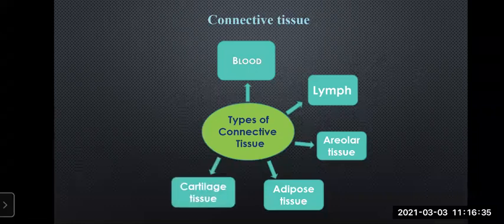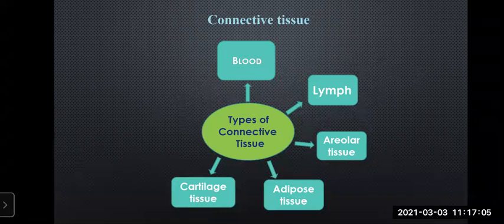Then the next is cartilage. Cartilage is also known as soft bone. This is made up of fibers and chondrocytes. It consists of specialized cells that are known as chondrocytes. There are empty lacunae in which the chondrocytes are present, which are embedded in the fibrous matrix.